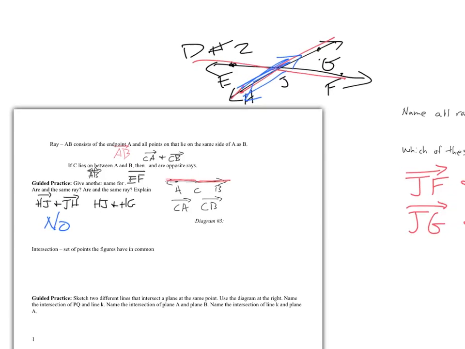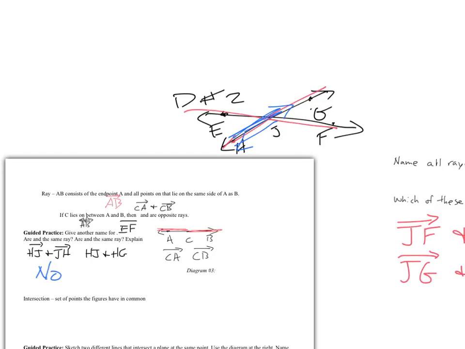The second part, are HJ and HG the same ray? So if we look at this, we have HJ going this way, and then we have HG, which is going this way as well. Are they the same ray? And that answer would be yes, they are.